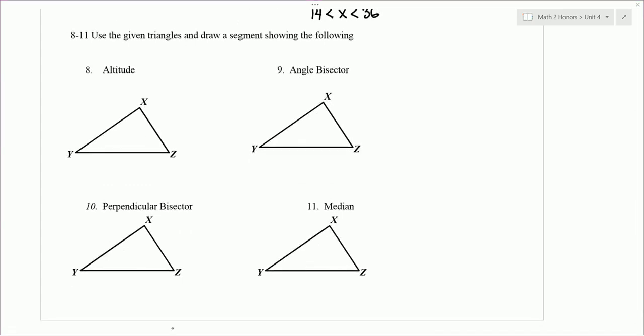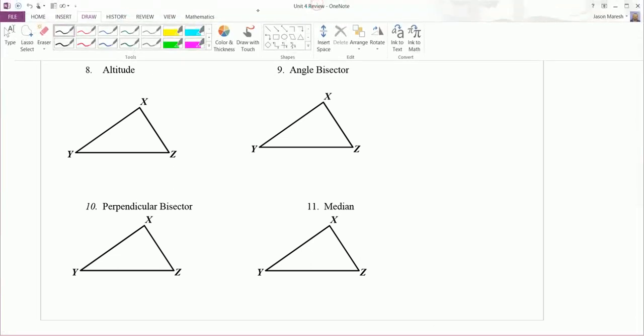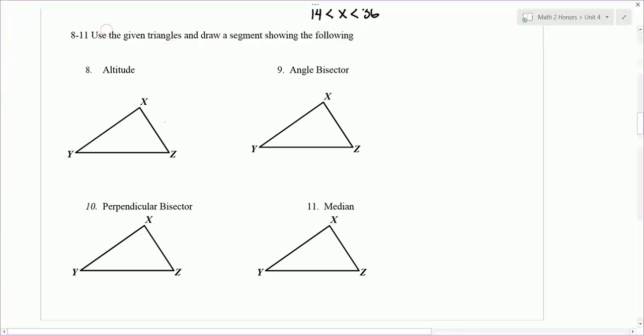Number 8 through 11, we're going to use the given triangles and draw a segment showing the following. So an altitude, of this first triangle, I'm going to go from point x. An altitude in a sense is the height of this triangle, and so we're going to drop a perpendicular to YZ, and it's got to go through that point x.